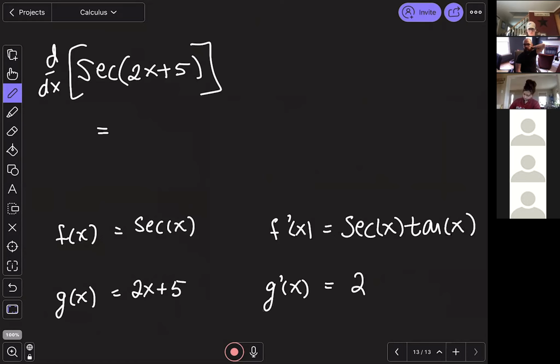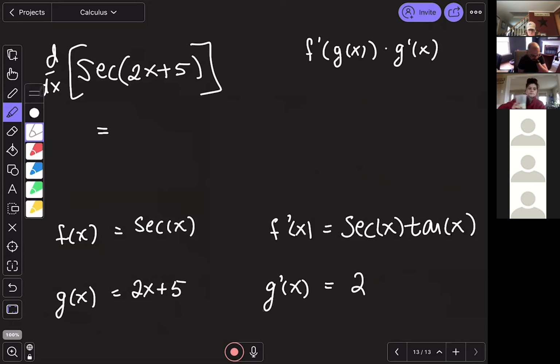So I expect that this is probably going to be a place where some people get tripped up. So what we need to do is I need to identify 2 things, right? So my chain rule looks like this: f prime of g of x times g prime of x. So I need to go ahead and I need to find this f prime of g of x, right? So I need to find this piece right here. So what I'm going to do is I'm going to put together this and this, right?